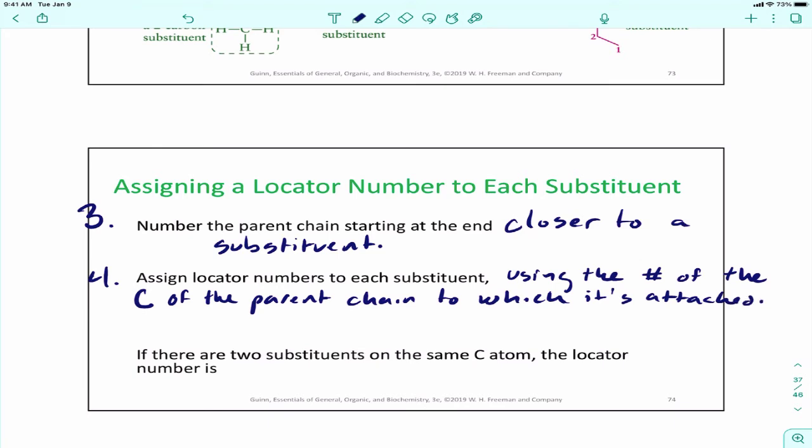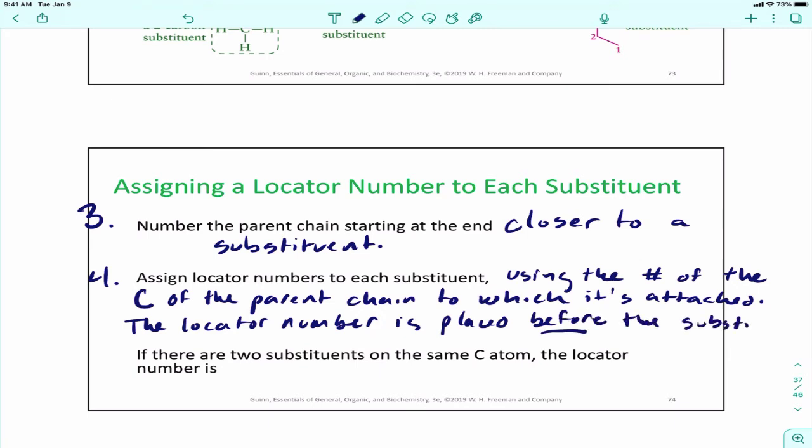The locator number is placed before the substituent name, followed by a hyphen.